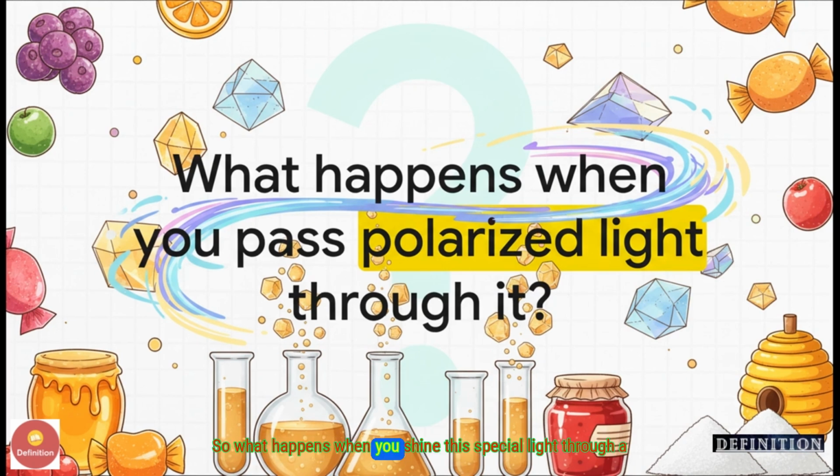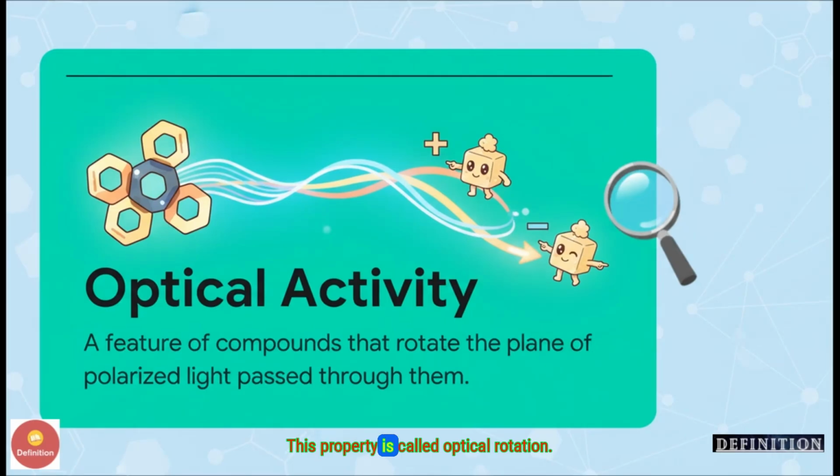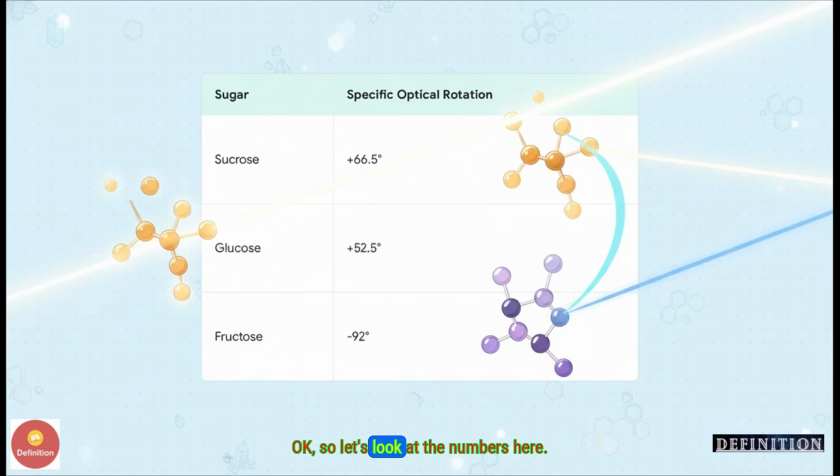So what happens when you shine this special light through a sucrose solution? The answer reveals a property that is absolutely essential for making the candy, jams, and even the honey that you love. This property is called optical rotation. It sounds complicated, but it's pretty simple. Certain molecules, especially sugars, can actually bend a plane of polarized light. If they bend it to the right, we call them dextrorotatory, or just positive. If they bend it to the left, they're levorotatory, or negative. Simple as that.